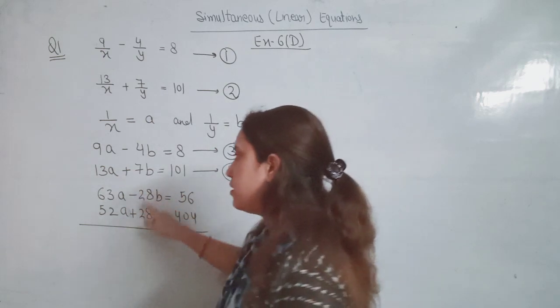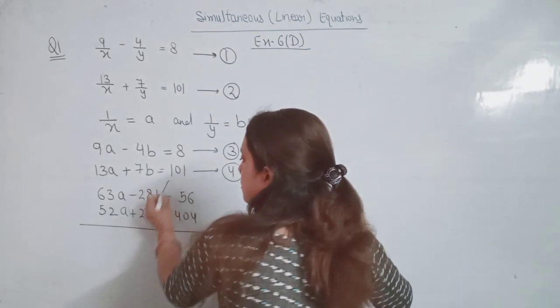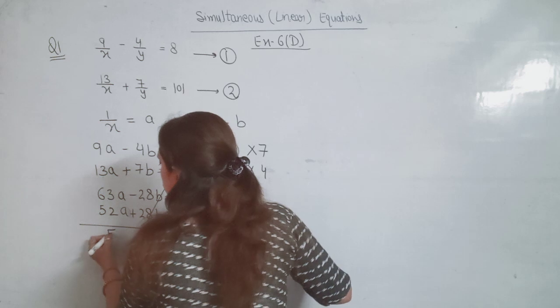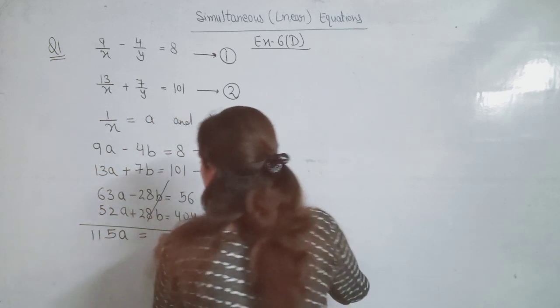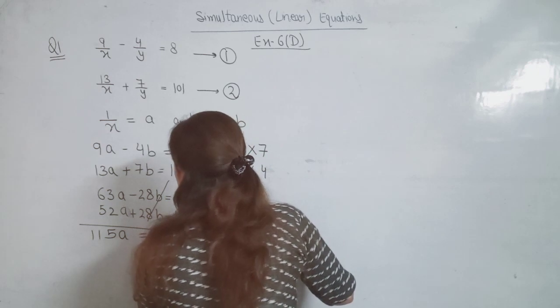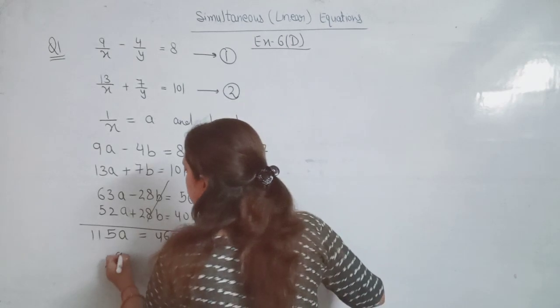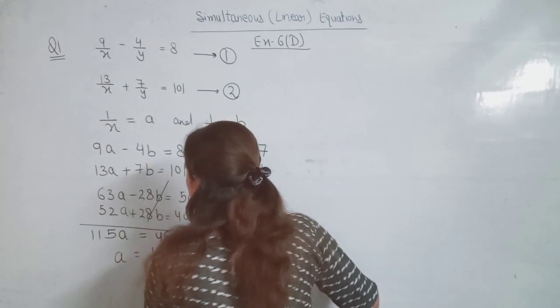Now the signs differ. After that we will check the sign. The signs differ, so we will do the addition. So plus 28b and minus 28b will be 0. When we add, it will come 115a is equal to 460. Now the value of a is equal to 460 upon 115.